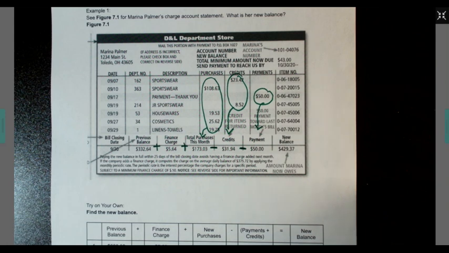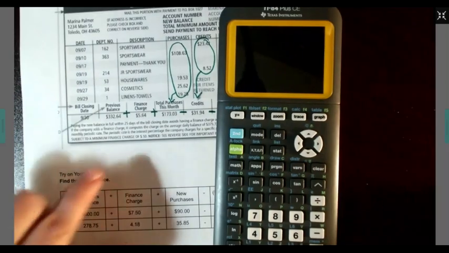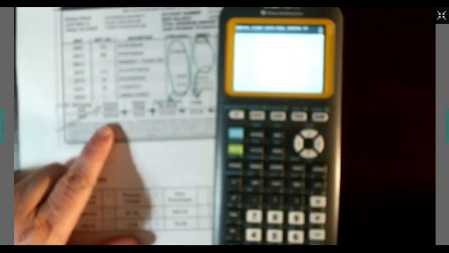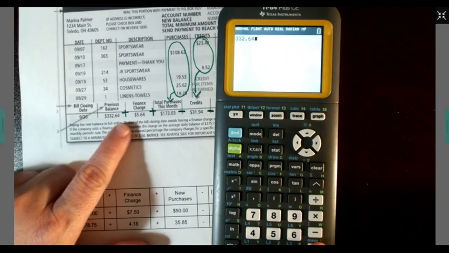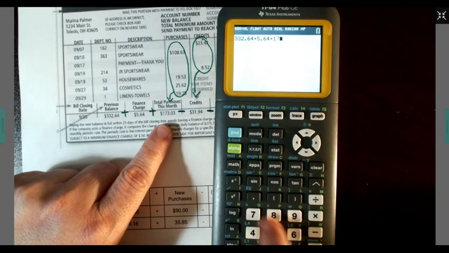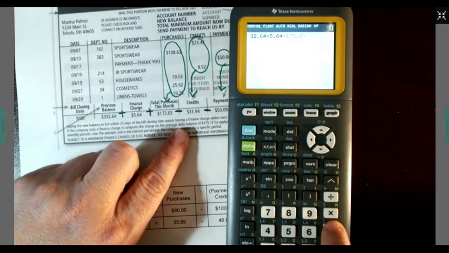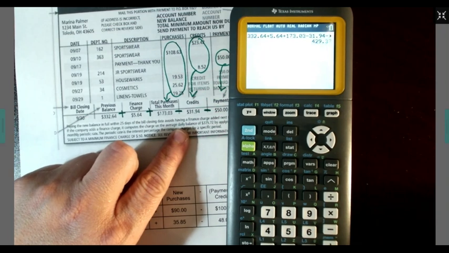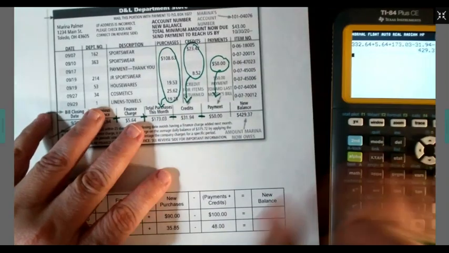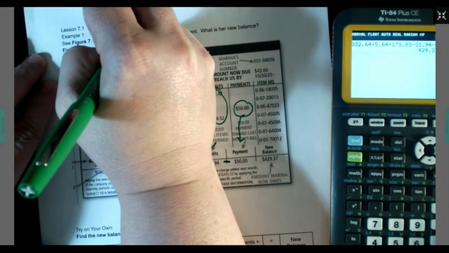Okay. I want to see if that gives me this new balance over here. So we're going to do 332.64. We're going to add $5.64. We're going to add 173.03. We're going to subtract 31.94. And we're going to subtract 50. My new balance is $429.37.